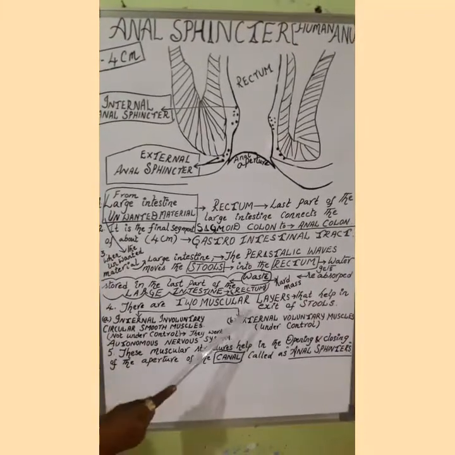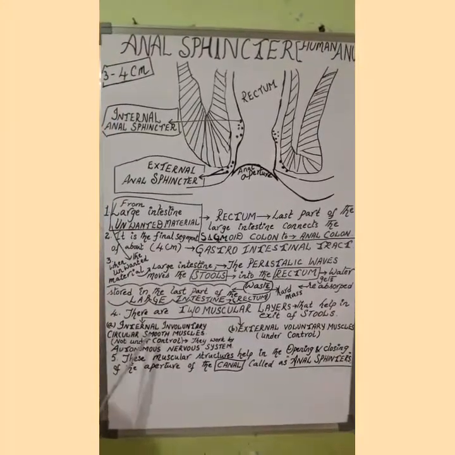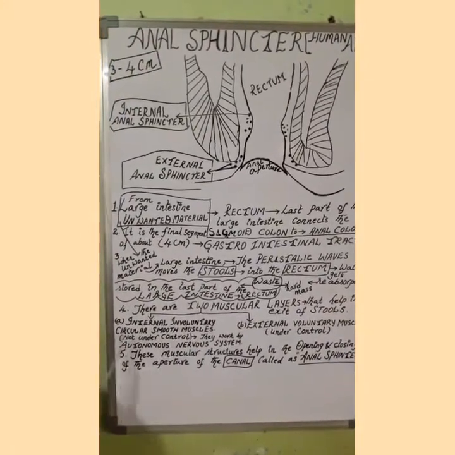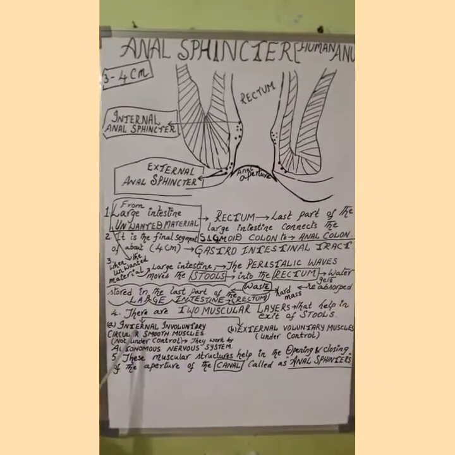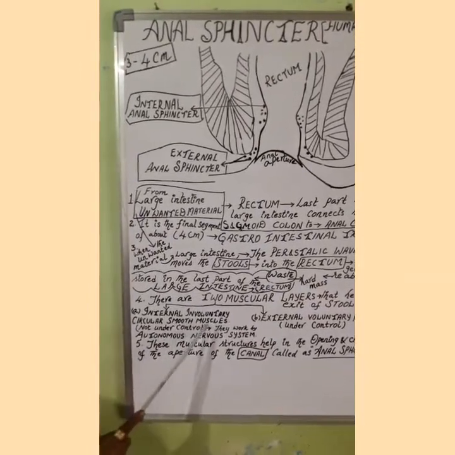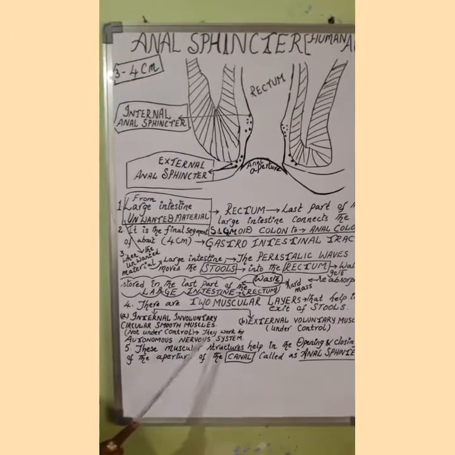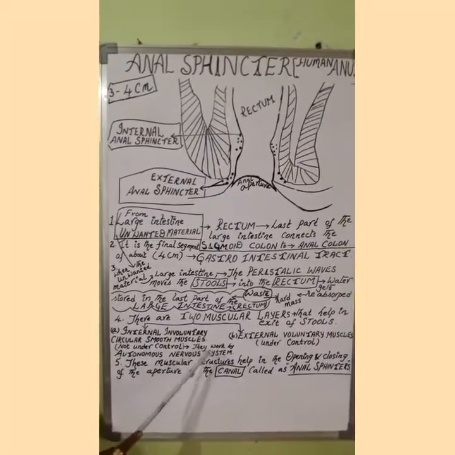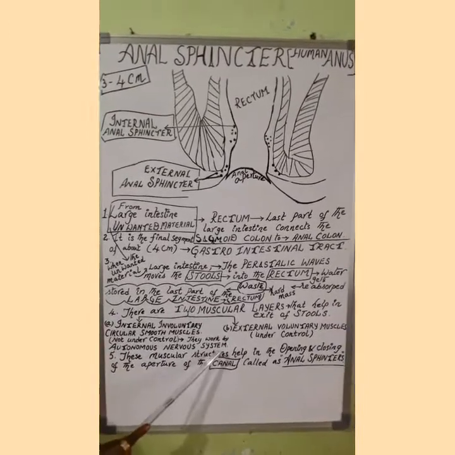These 2 muscular layers are, first, the internal involuntary circular smooth muscles. This involuntary muscular layer is not under the control of the will of the person. So it is under the control of the autonomic nervous system.